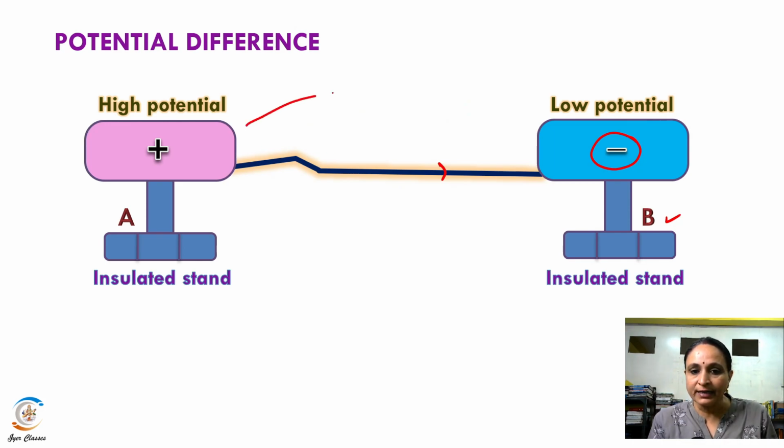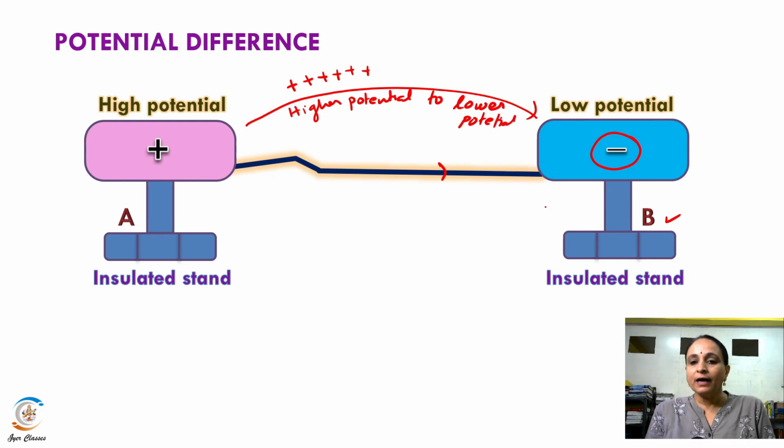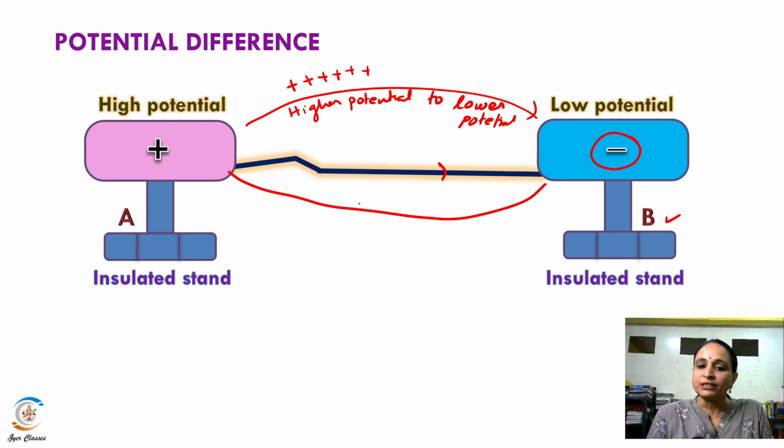See, if it is a stream of positive charges, it will move from the position of the higher potential to the lower potential. But if they are negative charges, the negative charges will be flowing from the lower potential to the higher potential.